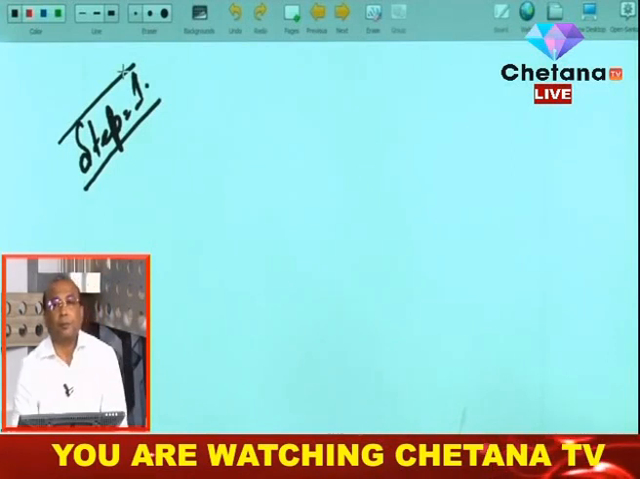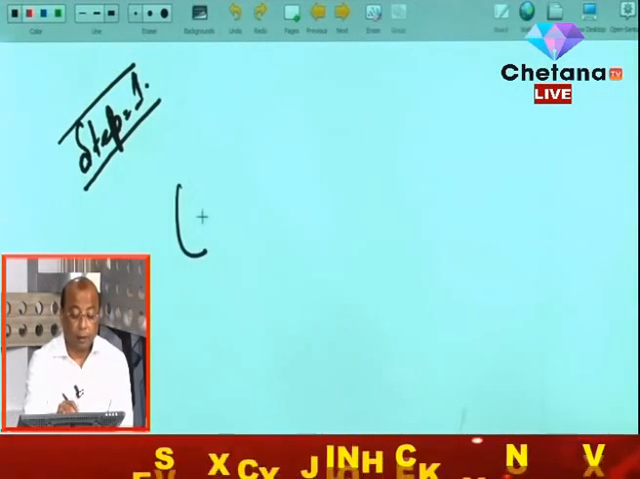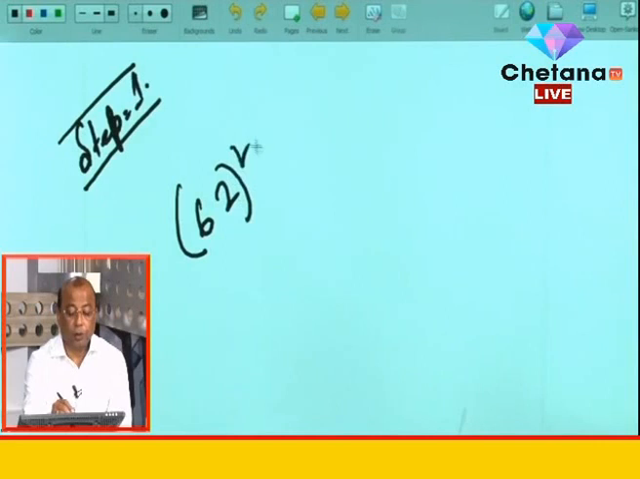Method of square, step 1. 62 whole square. That is A, that is B.